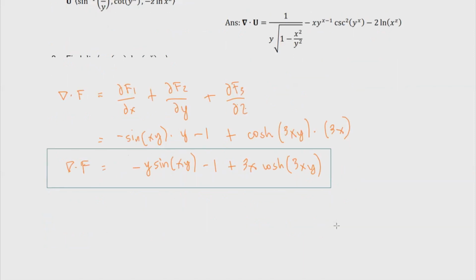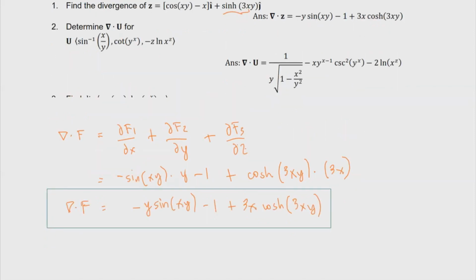Okay, so I think we're done. And then for number 2, we need to find the divergence of u, given that this is our value of u, and this is a vector quantity given by this vector notation.